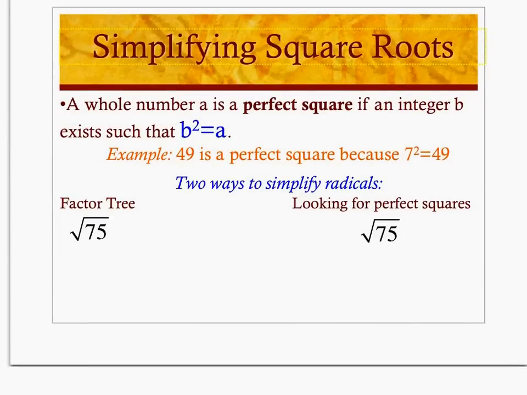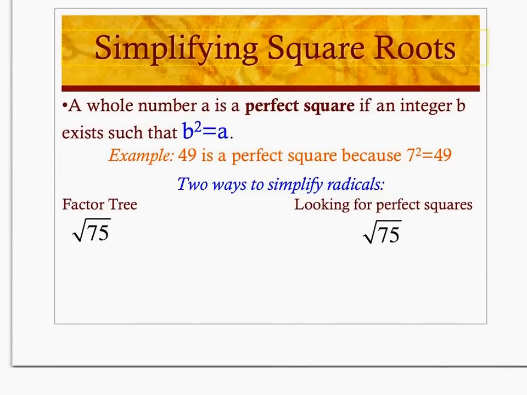Alright, so there are a few ways to simplify square roots, and one way is to create a factor tree. Now, factor trees are whenever we break a number down into all its prime factors. So let's look at the number 75. 75 is 3 times 25, and 25 is 5 times 5. So, in another way of saying this, 75 is 3 times 5 times 5. Now, 5 and 5 are doubled.